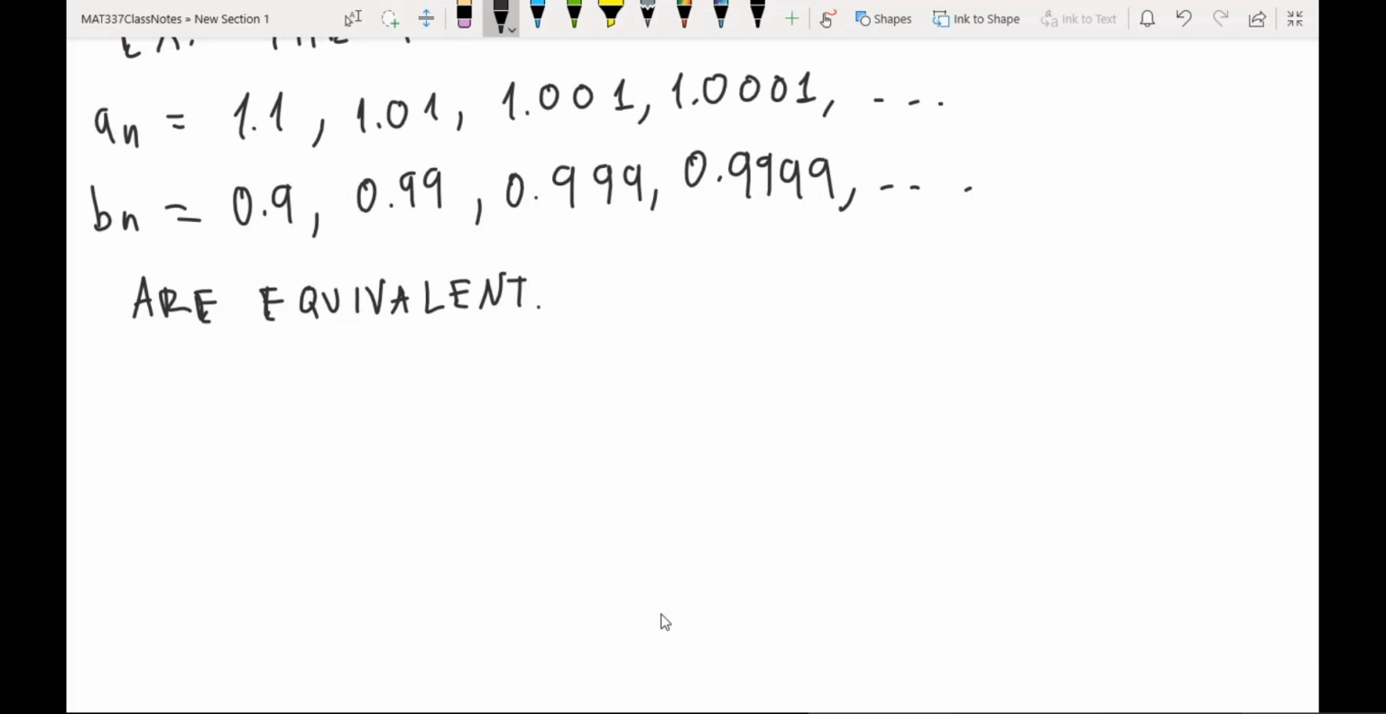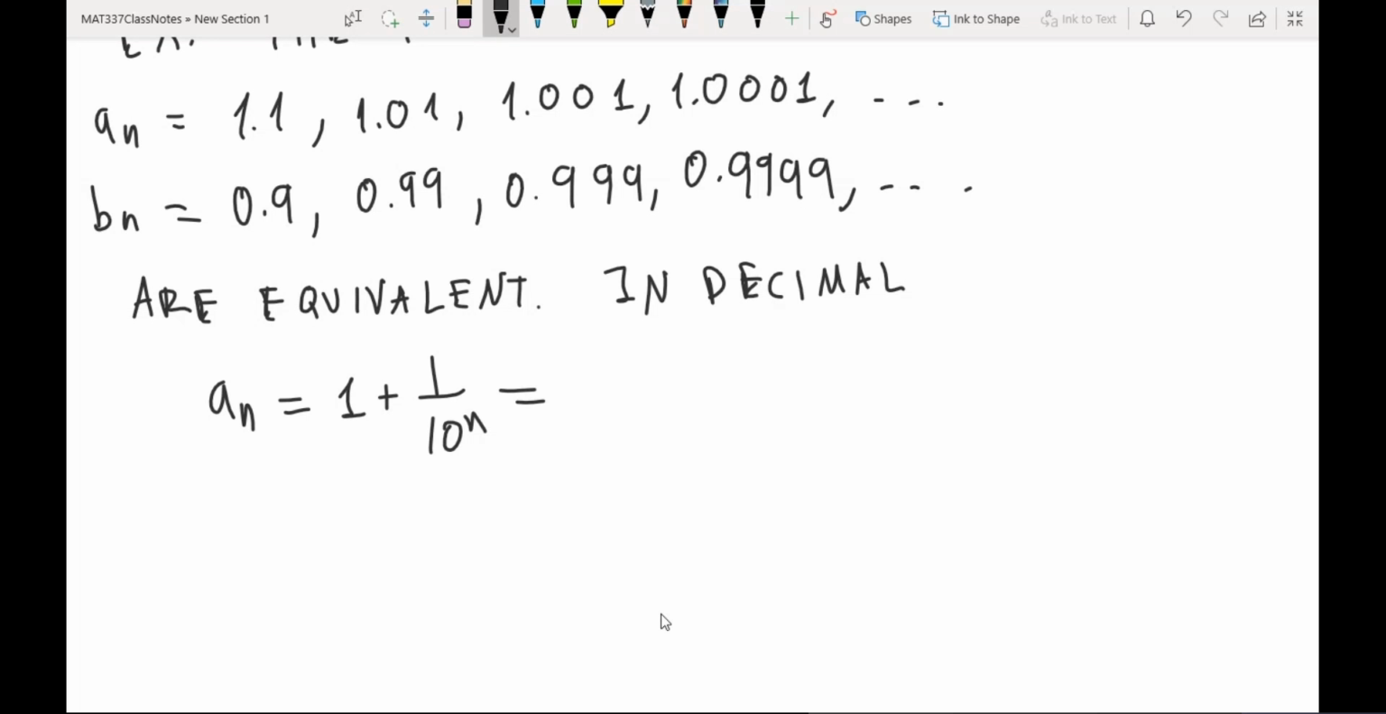Okay, so how do we do this? In decimal, we have a_n is the sequence 1 plus 1 over 10 to the n, because this is 1, point, 0, 0, 0, and then 1. And b_n is 1 minus that.